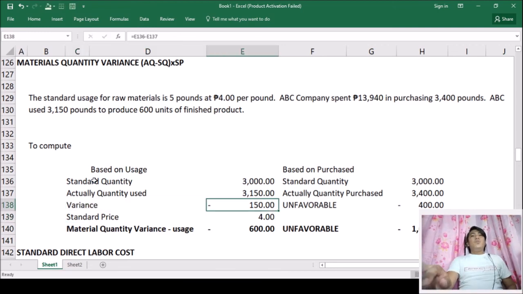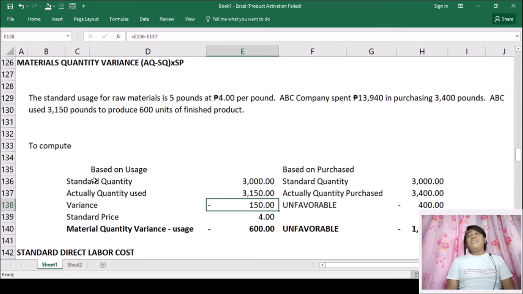Which is 150. Ano kaya nangyari dito? Standard mo, 3,000, pero yung nagamit mo, marami. Ito yung sinasabi ko, no? Possible, mura mong nabili, pero marami kang nagamit. Ayun, isang reason dun, no? Mura, pero substandard pala. Okay, kaya marami ang nagamit.